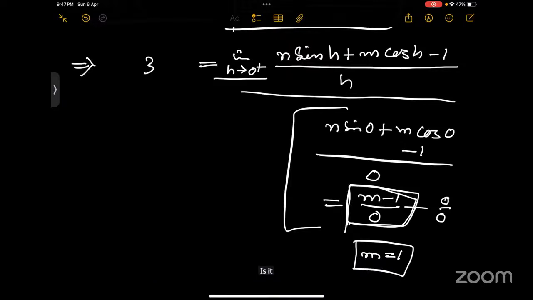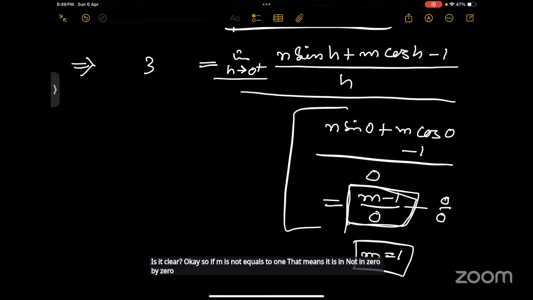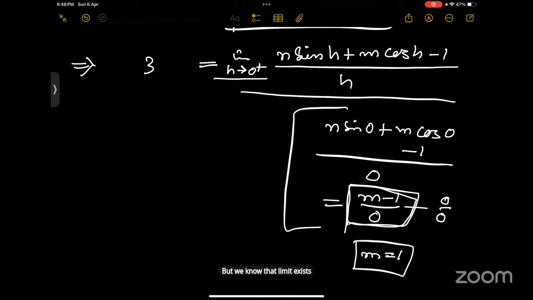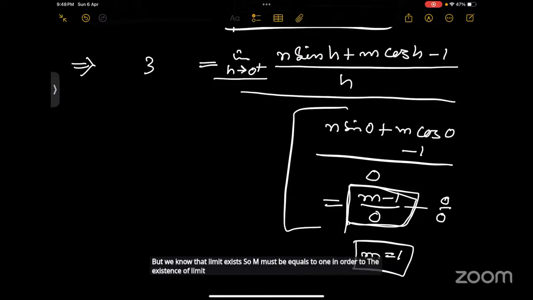Is it clear? Okay. If m is not equal to 1, that means it is not in 0 by 0 form. That means we cannot apply L'Hopital rule. If we cannot apply L'Hopital rule, that means the limit doesn't exist. But we know that the limit exists. So m must be equal to 1 in order for the limit to exist, right? So m is 1. So we found the value of m.